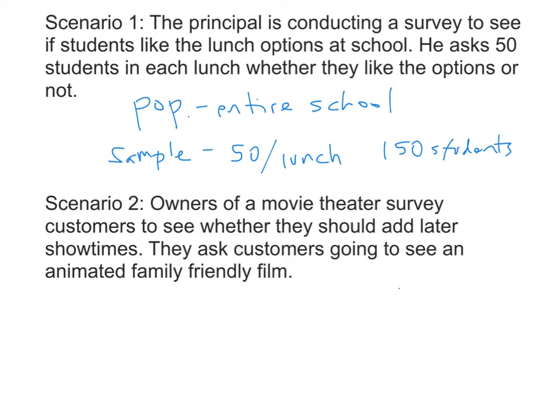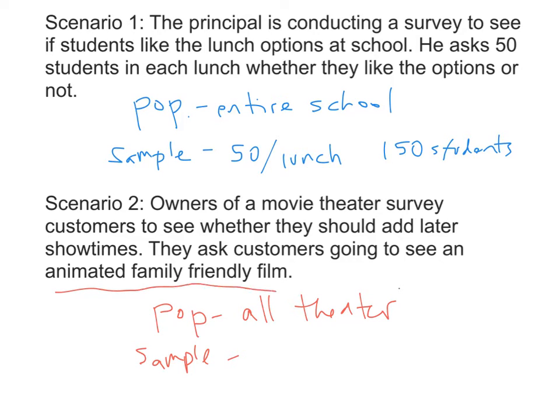In the second example or scenario, owners of a movie theater survey customers to see whether they should add later showtimes. They ask customers going to see an animated family-friendly film. So the population in this situation is all theater customers, right? That would be the population, what they're wondering about if they should add later showtimes. The sample they chose is a specific group going to see the animated family-friendly film. Okay, the people that went to that show. I'm not going to write all that right here.